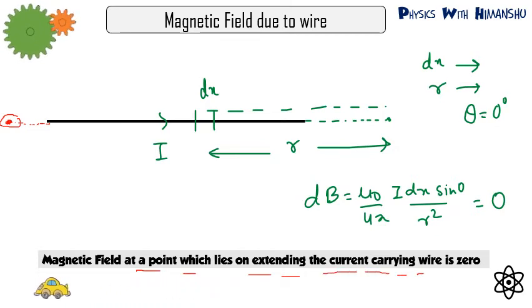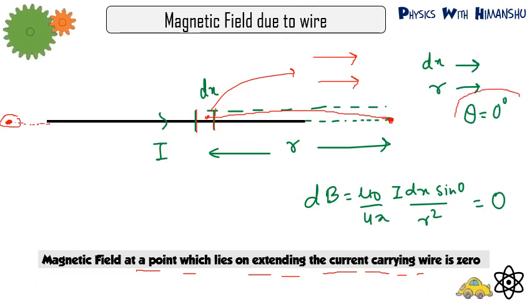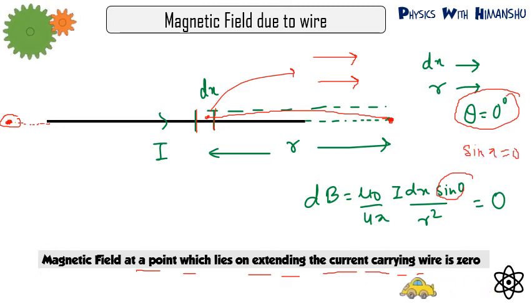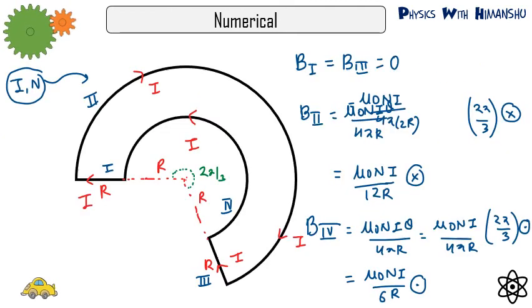So how to prove it? See, if you have to find the magnetic field at this point, I'll take a small length element here. The direction of this length element will be this side, and if I join this point with this point, the r vector will also be in this direction. So theta will be 0 and sine 0 will be 0. Since sine 0 is 0 and sine pi is also 0, even if the point is in front or in backward direction, the magnetic field at this point will be 0.